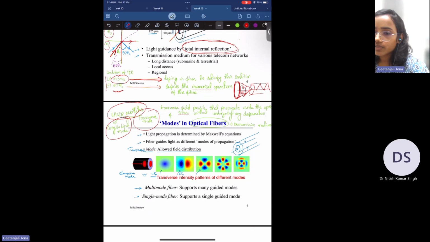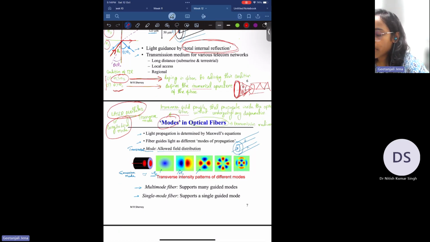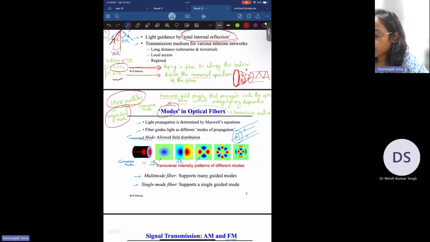And in an optical fiber, when we say the mode, we are basically focusing on the transverse field profile of the propagating mode. So when you launch a light, only certain field patterns will survive and propagate inside the fiber without changing, without undergoing any deformation. So the mode here means the transverse field profile that propagates inside the optical fiber without undergoing any deformation. So we'll see the different kinds of modes.